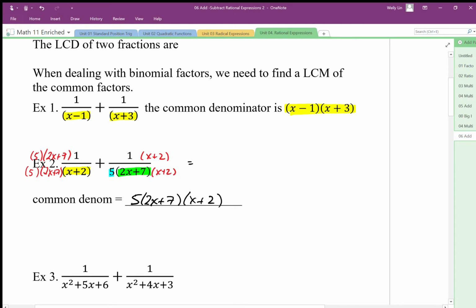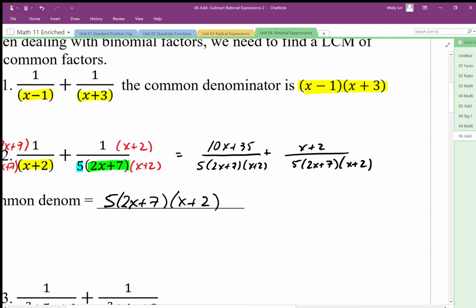So my new fraction looks like this. 5, let's actually multiply out the brackets there, so we end up with 10x plus 35 plus 5 times 2x plus 7 times x plus 2, plus x plus 2, and the same denominator. So there's our common denominator.